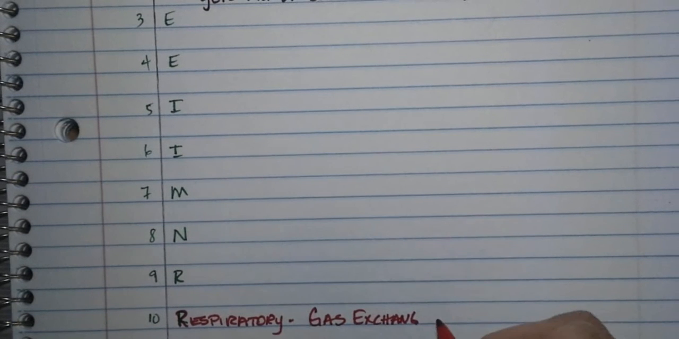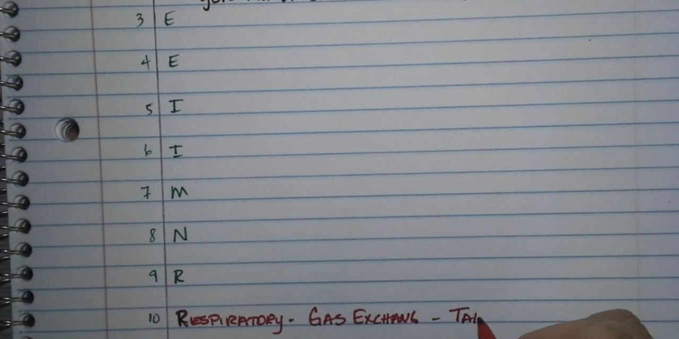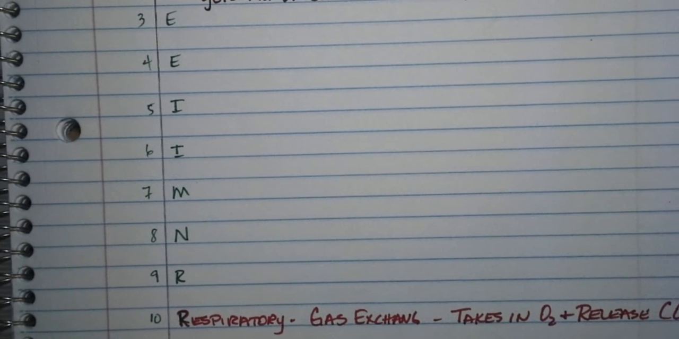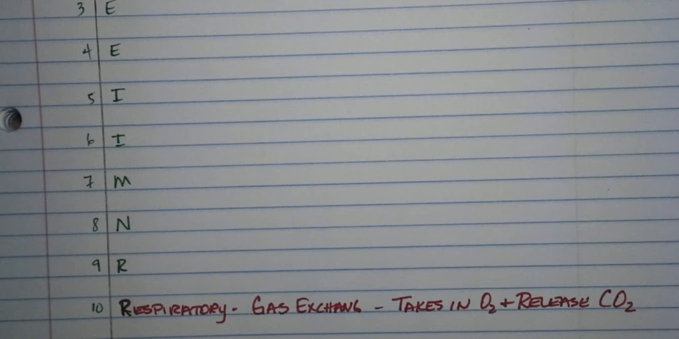Gas exchange means that it takes in oxygen and releases CO2, carbon dioxide. That's all it does. So again, you breathe in all the gases. Now, nitrogen is the main bulk of what you're breathing in. You just blow that back out. Remember, we have to eat our nitrogen in order to get anything out of it.